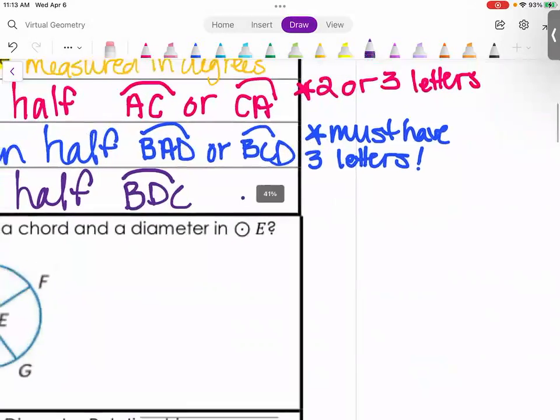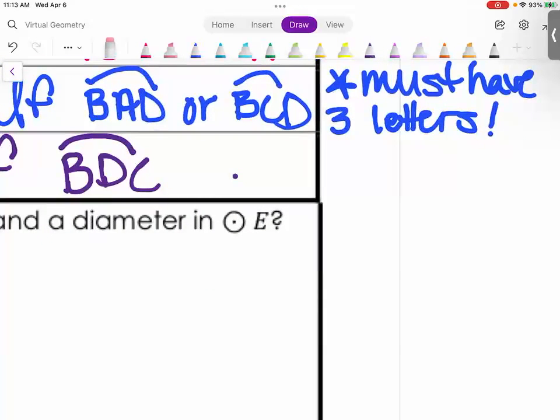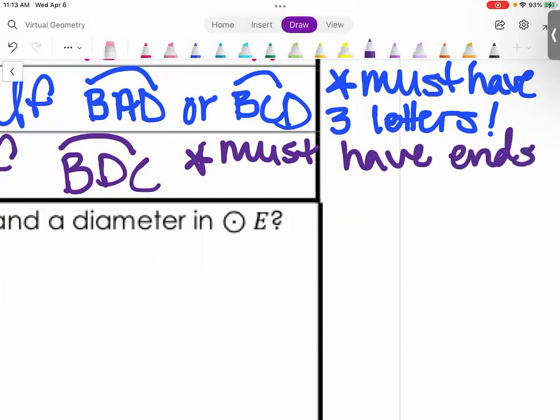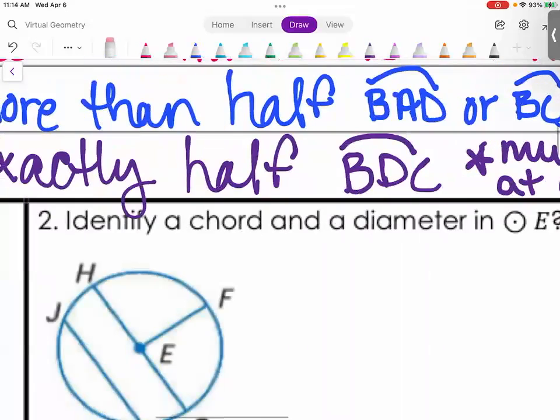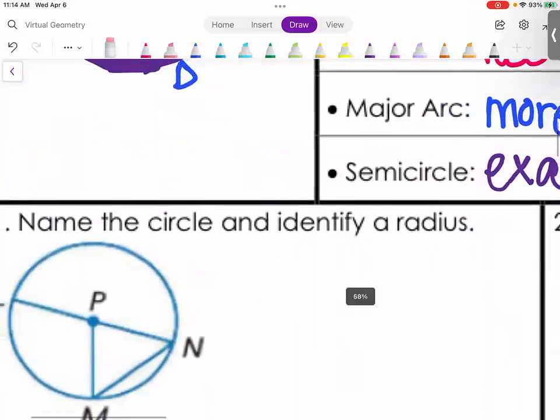Now, the nice thing with this one, how do we know when it's exactly half? Well, semicircles have to have ends on a diameter. That's the only way I know for sure that I am exactly halfway, because again, a diameter is halfway across the circle. Diameter cuts it in half. So if I don't know the ends are sitting at a diameter, I do not have a semicircle. I have to verify that in order to say it's a semicircle. All right, so let's practice naming some things.